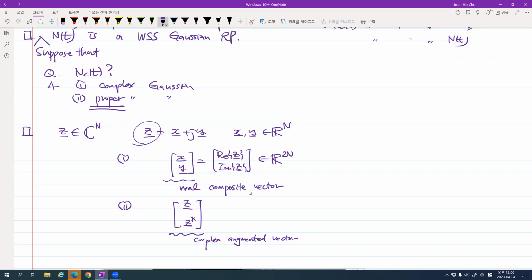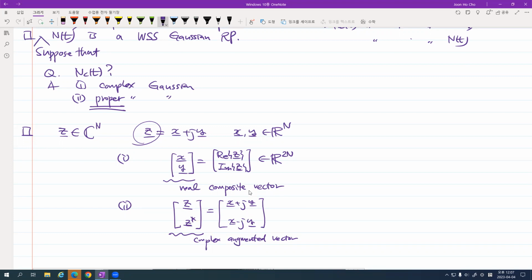Why do people do this apparently strange thing? Why? In terms of x and y, the upper part is x plus jy, and the lower part is x minus jy, right? Now, what's the use of this? But there is a use.